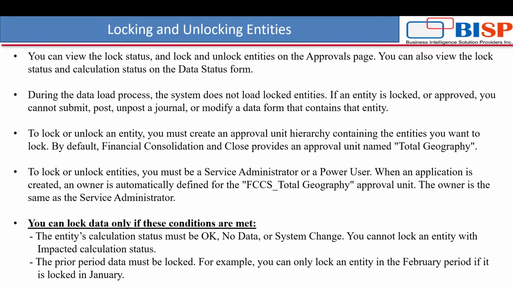The previous period must already be locked. For example, you cannot lock February until January is locked. If you are doing it for Feb and the previous month, January, is not locked, you can't lock Feb itself, right? Only a service administrator or power user can lock or unlock. Imagine January is locked for India. Now you can lock February, but if January is not locked, the system won't allow Feb locking. This enforces data discipline.